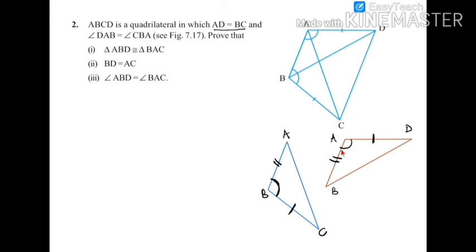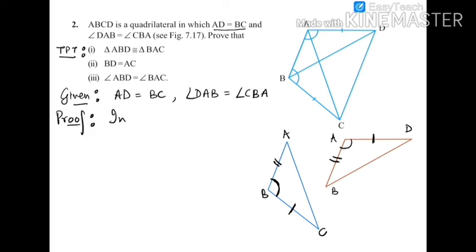Side, included angle and side. So let's write down this much. We start every answer by writing what is given. AD equal to BC and angle DAB equal to angle CBA. To prove is to be copied directly from the question.